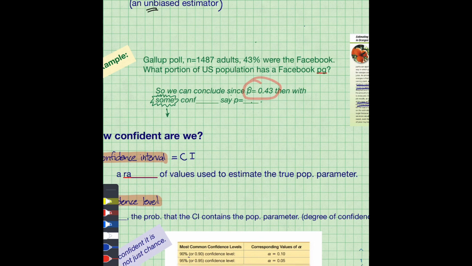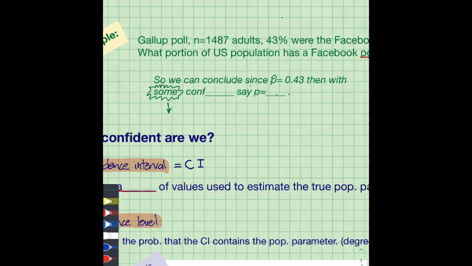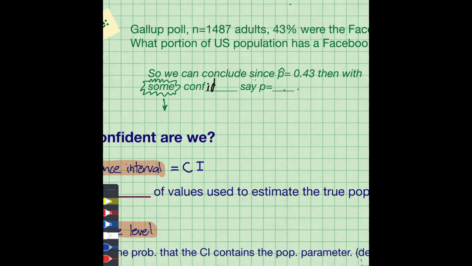Because we know that this proportion is an unbiased estimator, then with some confidence, and more words are coming your way about what some means, basically we can say 0.43. Okay, would be a ballpark guess. This would be the easy way to do the section. Just whatever the sample is, bam. The actual population is the same.